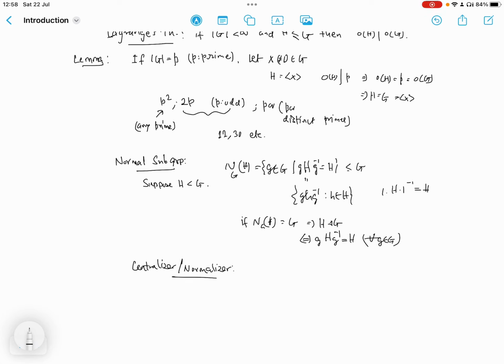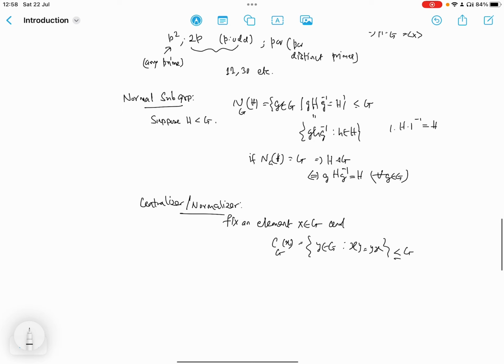So what is this? This is just a quick analysis. Fix an element x from G and consider all those elements in G that commute with x. This is again a subgroup of G, because the identity is there and associativity and those things hold. So this is the centralizer, or some people call it the normalizer too.